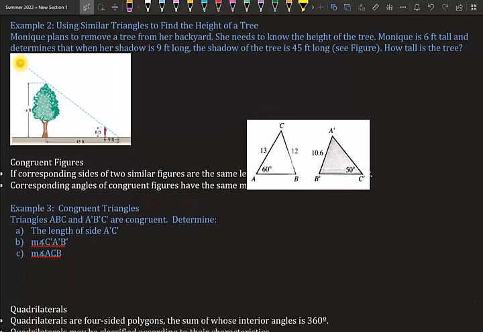So we're going to use similar triangles to find the height of a tree. Monique plans to remove a tree from her backyard. She needs to know the height of the tree. Monique is 6 feet tall and determines that when her shadow is 9 feet long, the shadow of the tree is 45 feet long. And there's the figure. How tall is the tree?